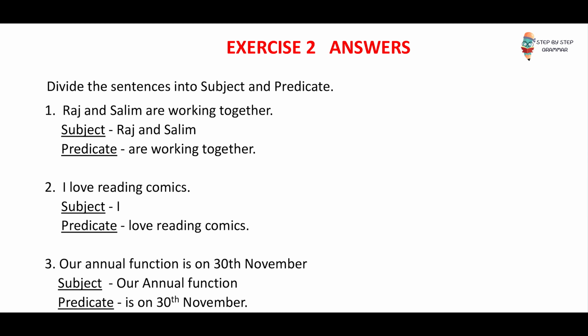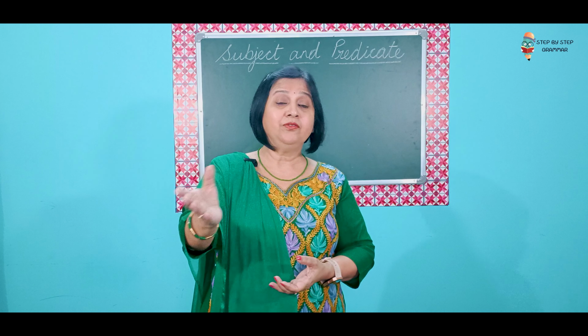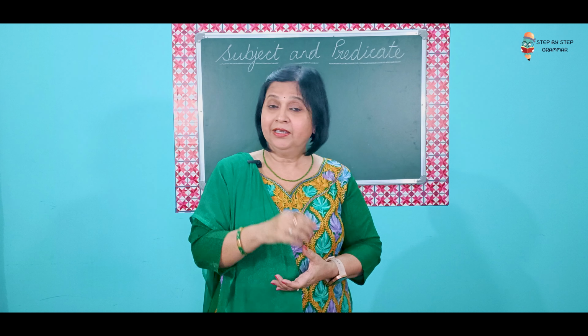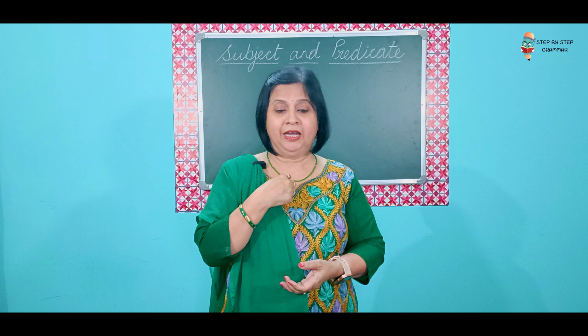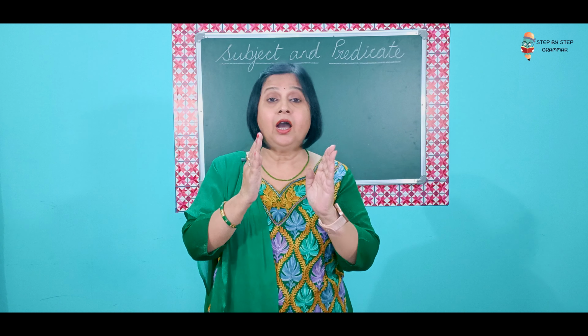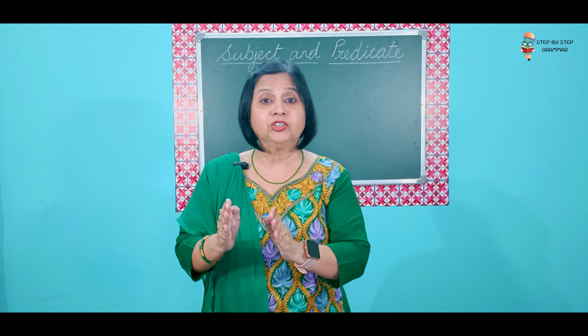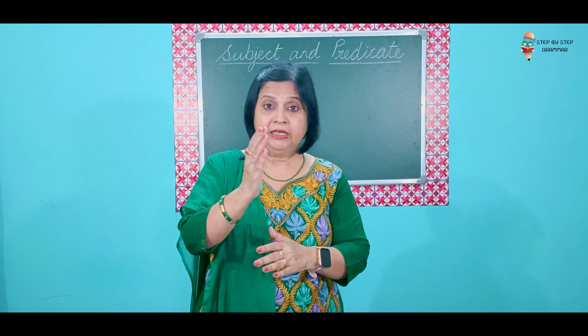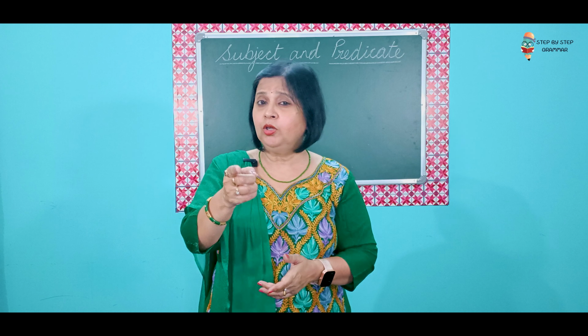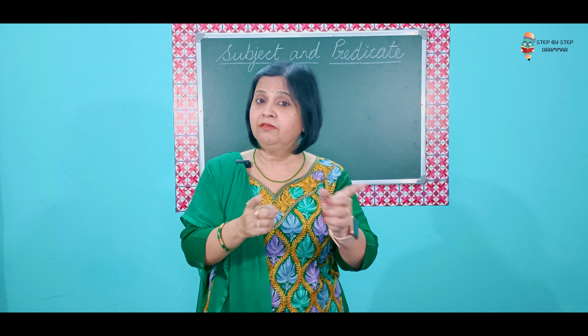I love reading comics. Who are we talking about? I. Or who loves reading comics? I. So just one single word, that is the pronoun I. Okay. Our annual function is on 30th November. Here we are talking about something. What are we talking about? Our annual function. And what is the predicate telling? That it is on 30th November. Or the verb, what is on 30th November? Our annual function.